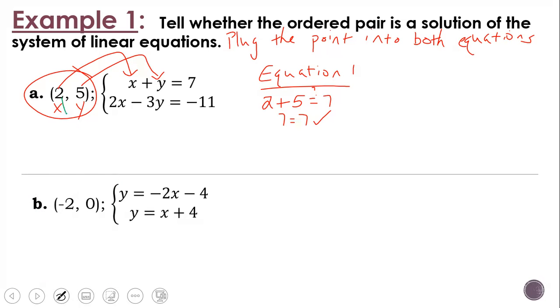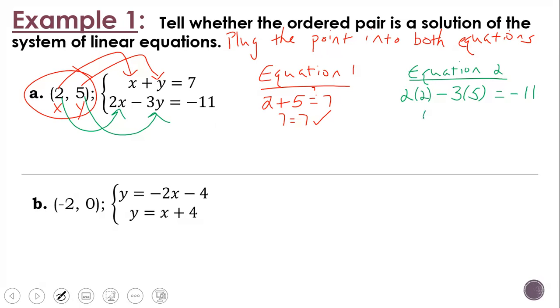Now we're going to do the same thing. We're going to plug in our x and y into our second equation. We're going to see if it's true for equation number 2. So 2 times 2 minus 3 times 5. Does that equal negative 11? 2 times 2 is 4. 4 minus 15, is that equal to negative 11? Yes, 4 minus 15 is equal to negative 11, so negative 11 is equal to negative 11. So it works for my second equation as well. So because (2, 5) works in both of these equations, (2, 5) is a solution.